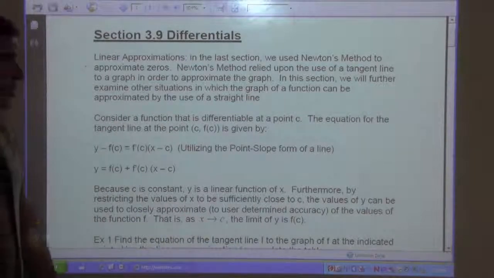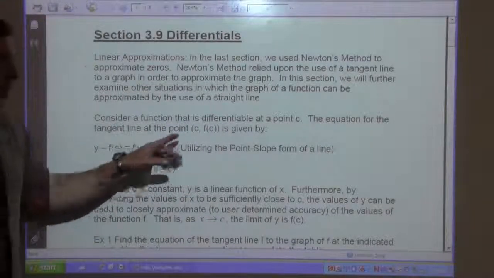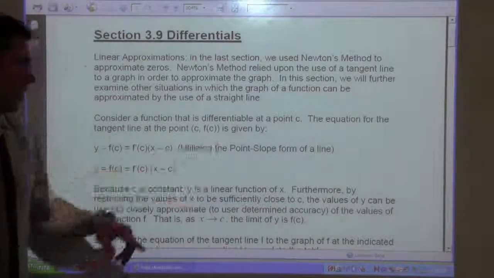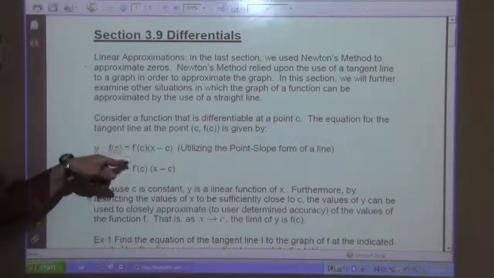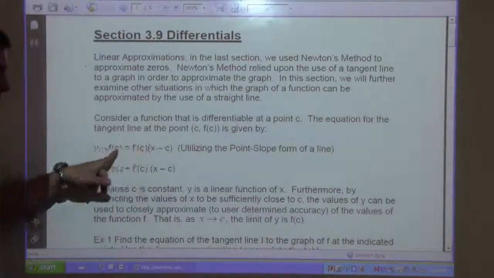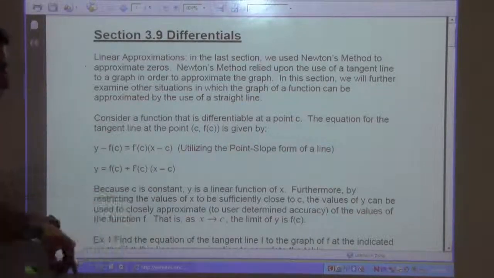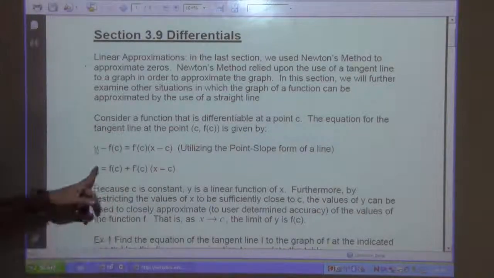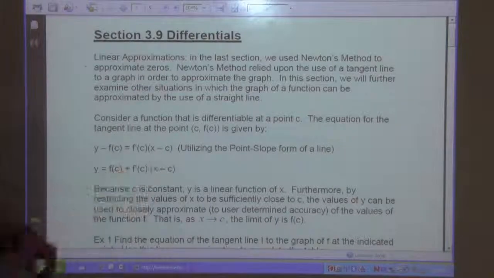So consider a function that is differentiable at point c. The equation for the tangent line at the point c, f of c, is given by y minus f of c, or think of y minus y1 equals m times x minus x1. So y minus f of c equals f prime of c times x minus c. It's utilized in the point-slope form. So y equals f of c plus f prime at c times x minus c.